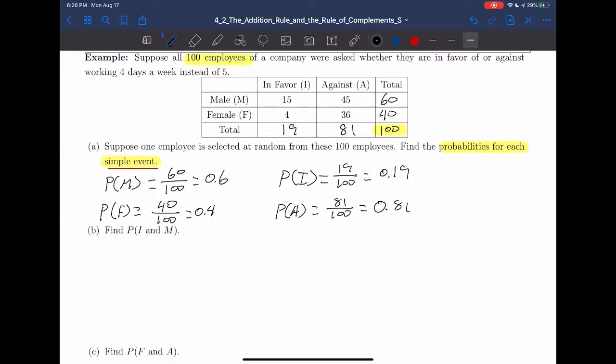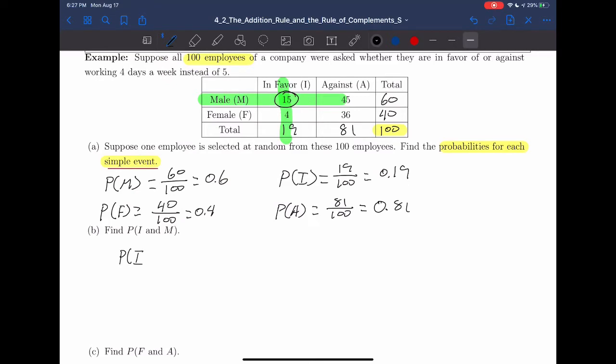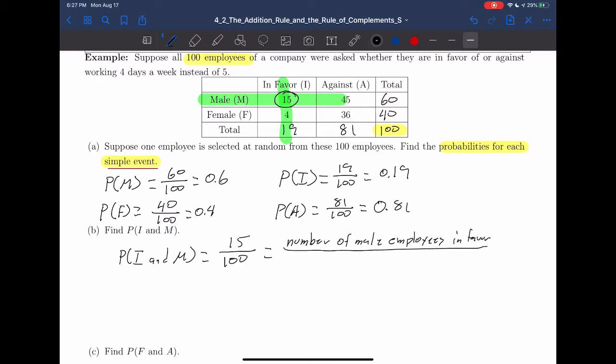Next, we want to find the probability of a person who is in favor and who's a male. If you look at the contingency table, you look at the column in favor and the row of the male and see where they intersect, which is 15. So the probability of a person who's in favor and a male is 15 over 100. Or another way you could think about it is the number of male employees who are in favor over the total number of people who work there.